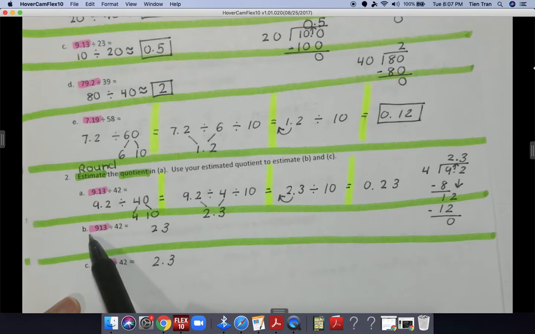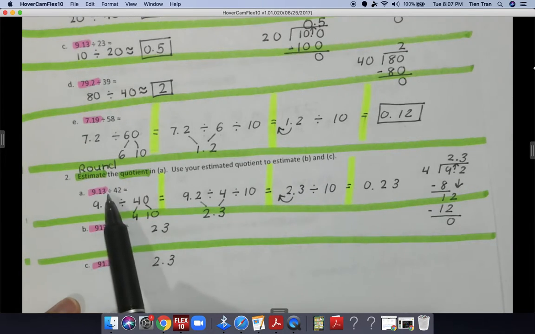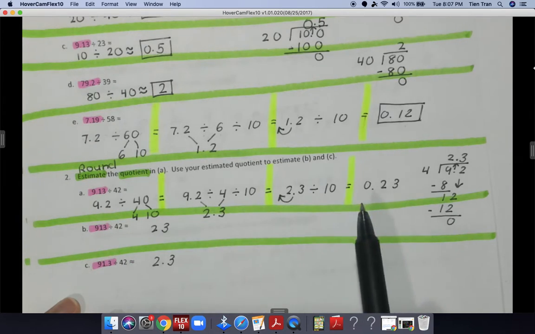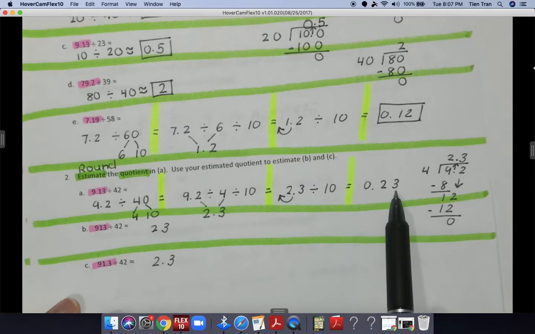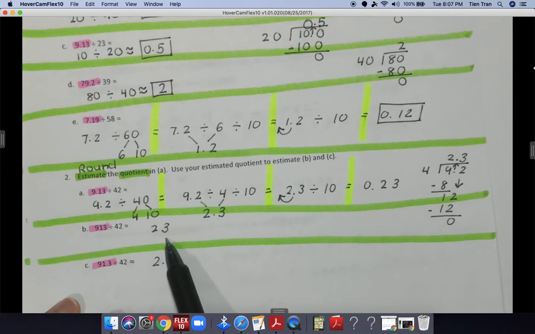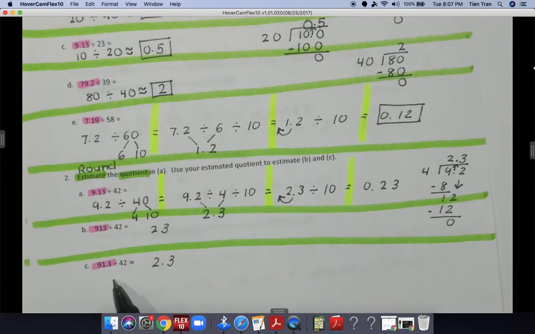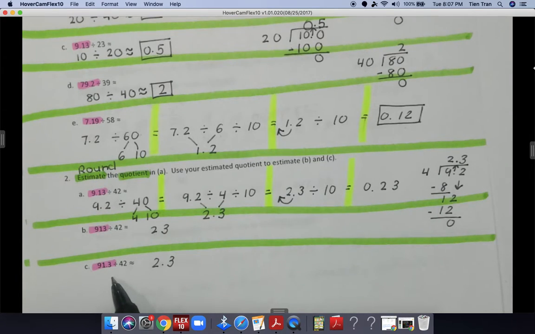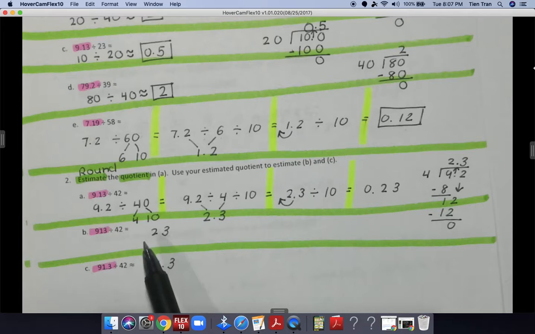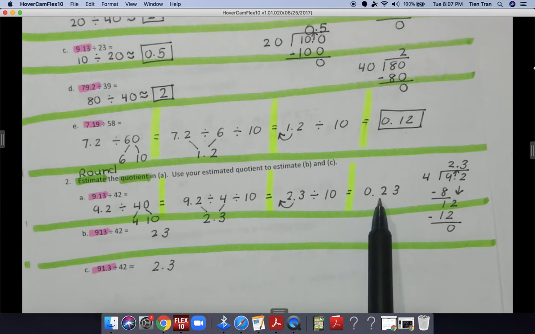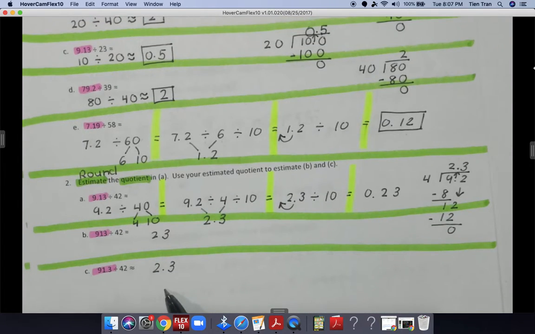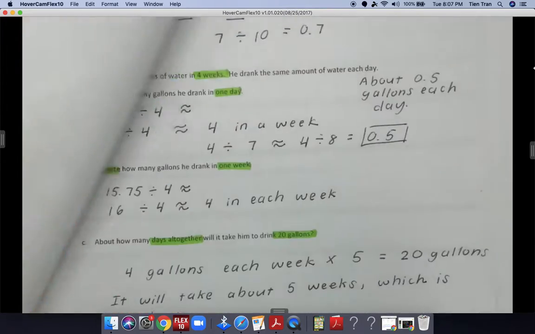Now, what if I were to divide 913 divided by 42? I would do the same thing, except my place value would change. So instead of having 23 hundredths, I would have 23. And the same thing applies here. 91.3 divided by 42. Instead of having my place value at 23 hundredths, it would change to 2 and 3 tenths. Okay? Now I want you to turn the page.